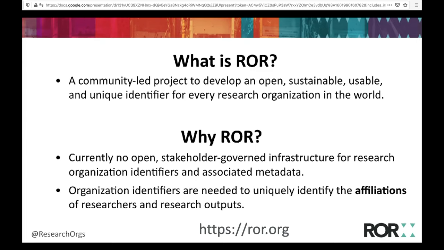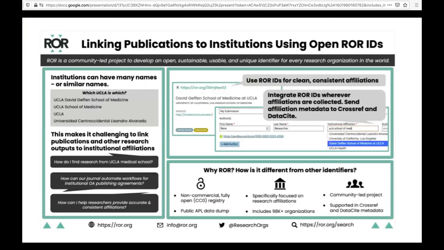The project is aimed specifically at addressing basic and high-level affiliation use cases. What organizations are affiliated with what research outputs? So why is this important? There's a lot of ambiguity and variation in organizational names. You can see at the top left corner here, UCLA is an example. So which UCLA might they be talking about?